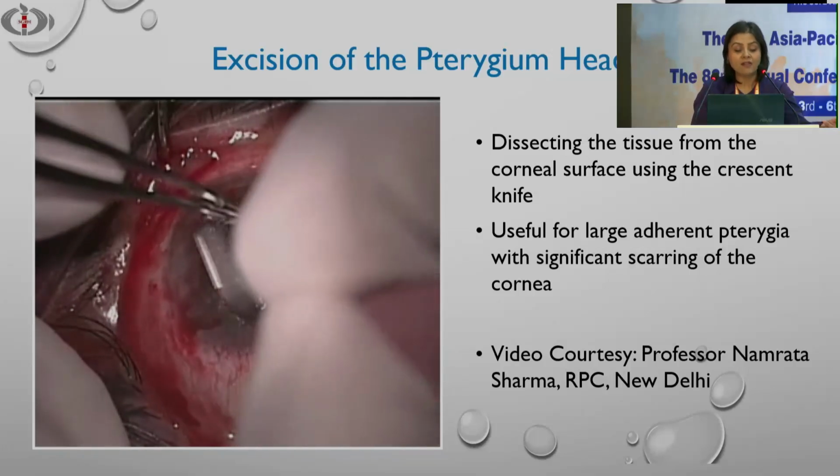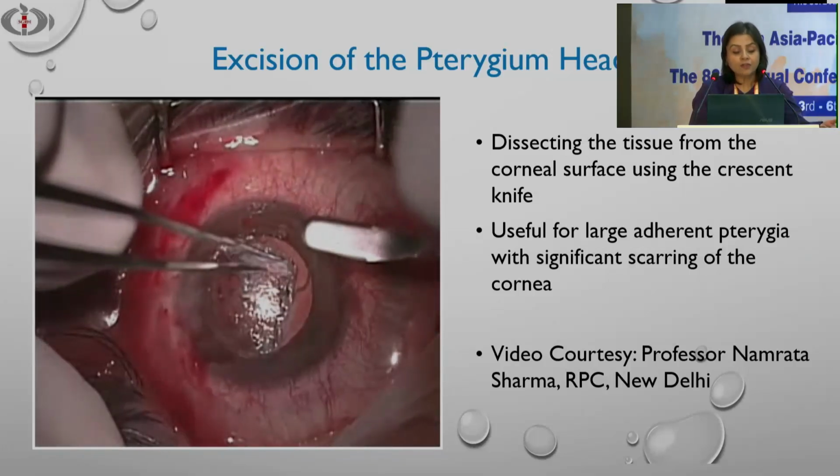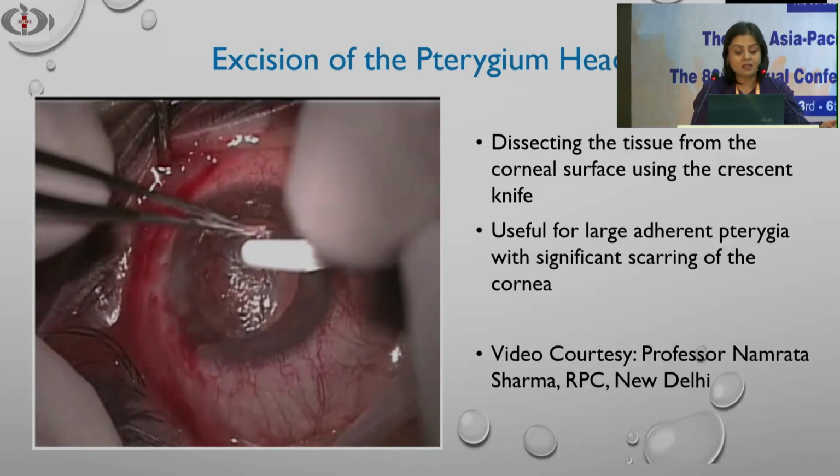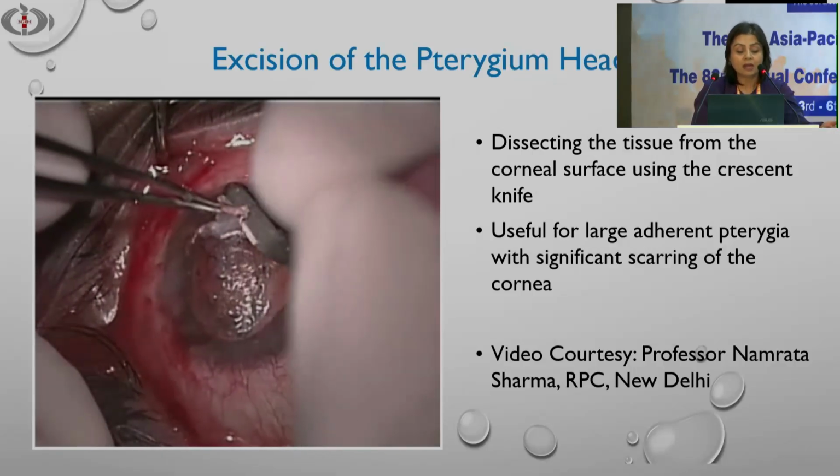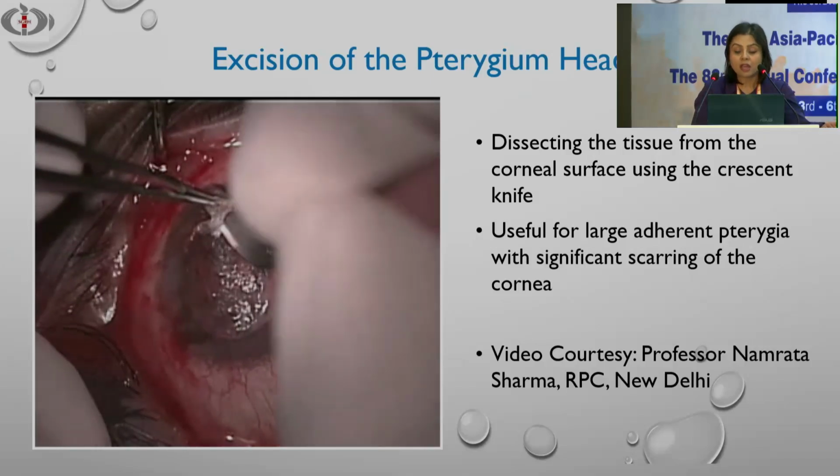Here in these cases we might resort to a crescent knife where we have a large adherent pterygia. We have to be a little careful while using the crescent as it's sharper, so we have to avoid a multiplanar dissection and avoid going really deep. That can cause a significant amount of irregular astigmatism.